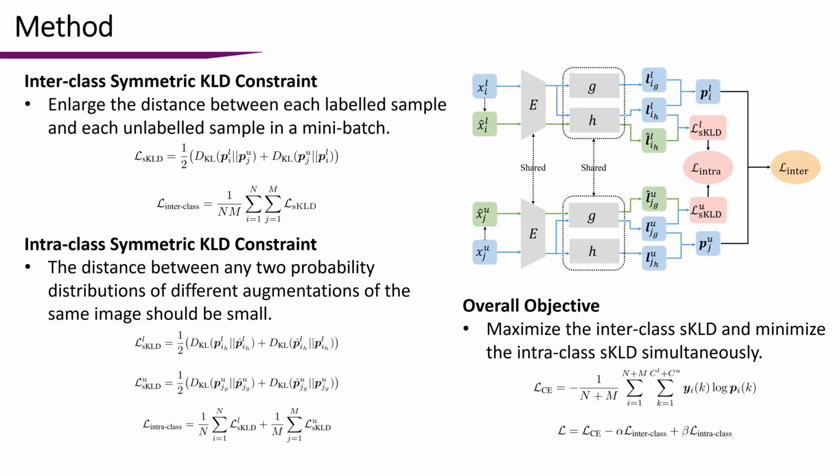The purpose of the inter-class constraint is to enlarge the distance between each labeled sample and each unlabeled sample in a mini-batch. Meanwhile, we consider that the distance between any two probability distributions of different augmentations of the same image should be small, and propose the intra-class constraint to constrain the intra-relationship between a sample and its augmentations. Finally, in the end-to-end training process, we maximize the inter-class constraint and minimize the intra-class constraint simultaneously.